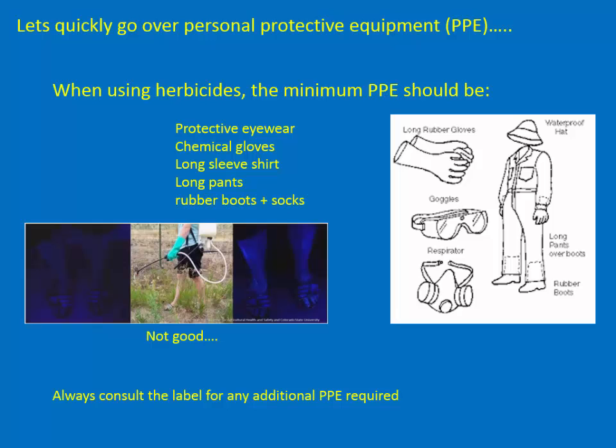And I'm a big safety nerd. I run a chainsaw on the state's fire team, and it's safety, safety, safety all the time. Chaps, PPE, proper PPE. So proper PPE for herbicide spraying is glasses, chemical gloves, long sleeve shirt, long pants, and at least boots. No sandals.